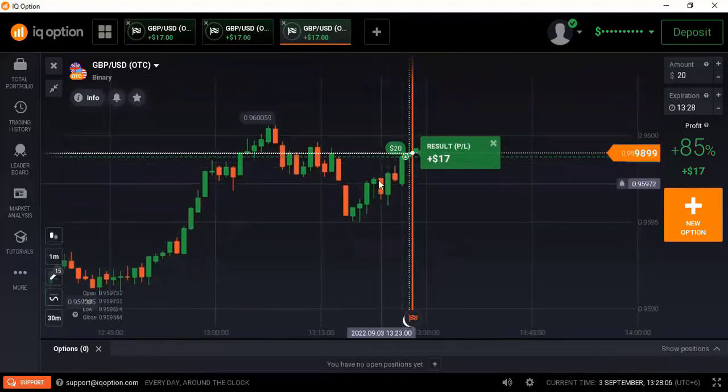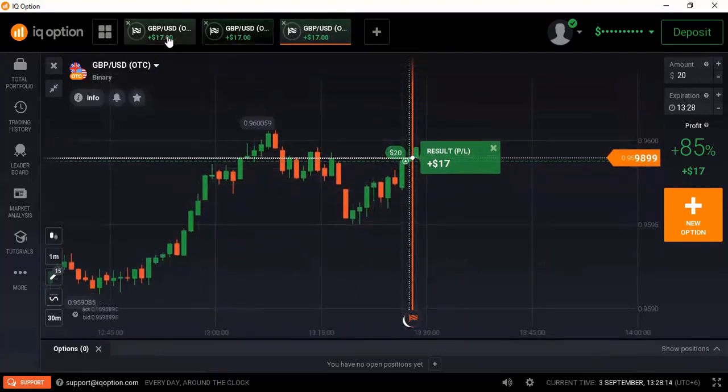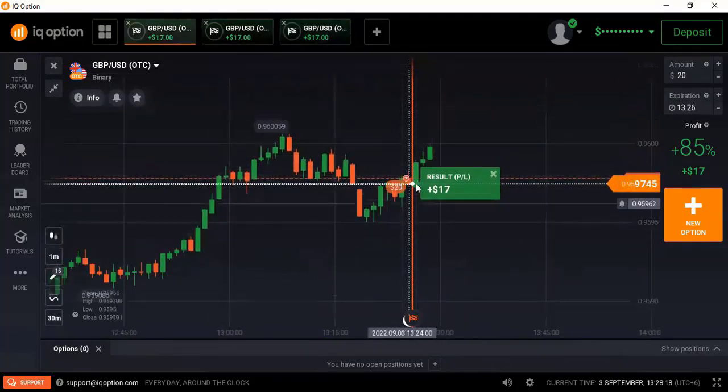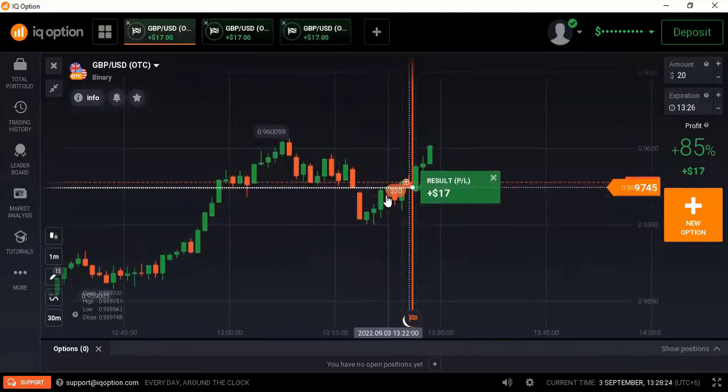I placed 3 trades here in a row and all these 3 trades are winning trades. Now I'm explaining the reason for placing my trades here. Okay, first trade. This was my first trade. So the market started from here.